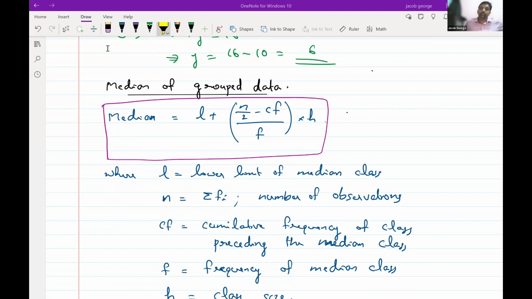Median is L plus (n by 2 minus CF) by F into H. Median formula is L plus (n by 2 minus CF) by F into H. All of you please study the formula. Median is equal to L plus (n by 2 minus CF) by F into H. Median formula.